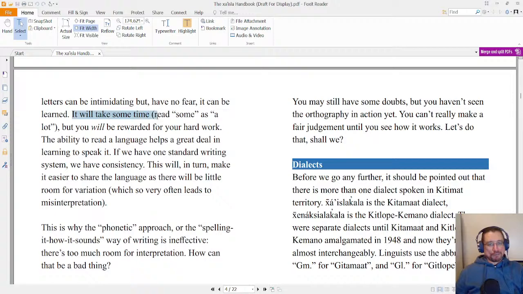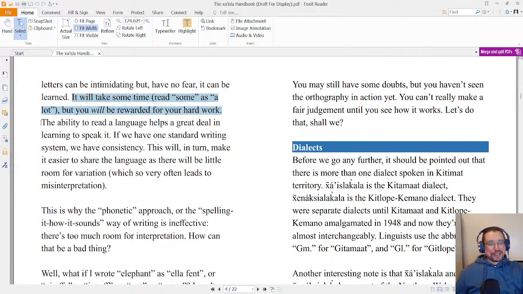It will take some time. Reading something is a lot, but you will be rewarded for your hard work. So this isn't a lot of hard work for nothing. You will be rewarded for putting all this work into learning the language. The ability to read a language helps a great deal in learning to speak it.